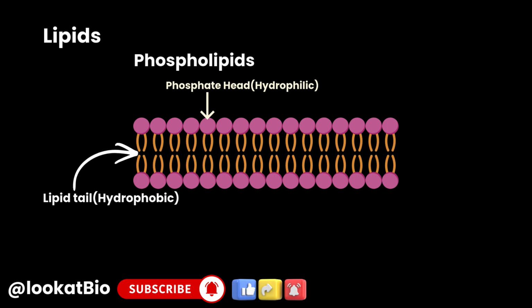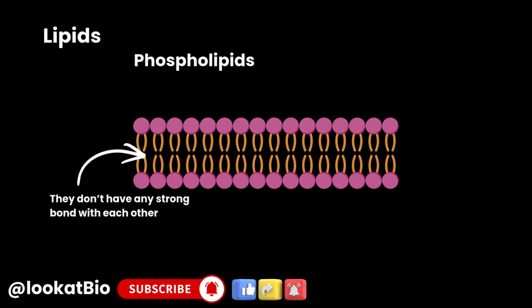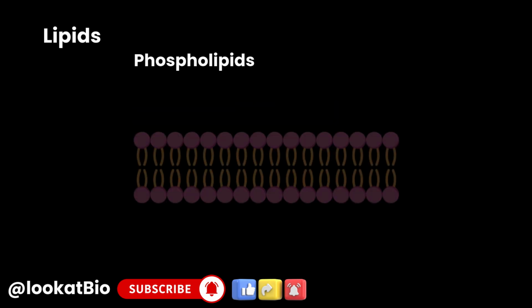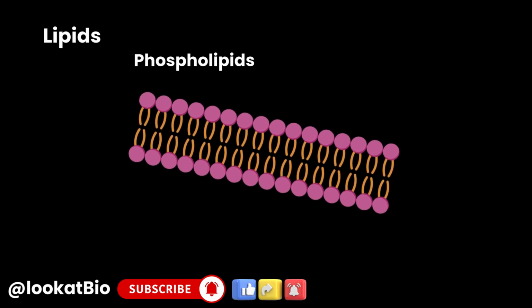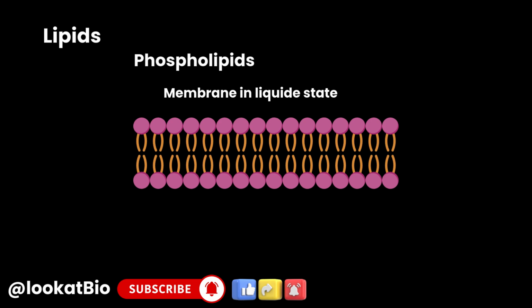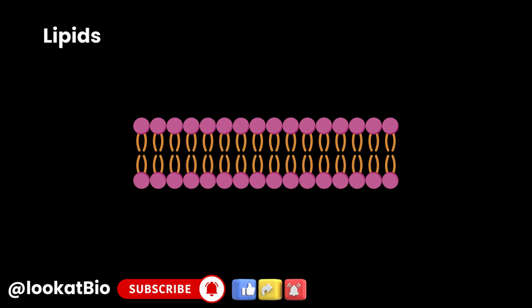The interesting thing is that in this arrangement, lipid molecules do not make any strong bond with each other. These molecules keep moving along the plane of the layer, thus the membrane is actually in a liquid state instead of solid. This is called the fluid mosaic model of the cell membrane.